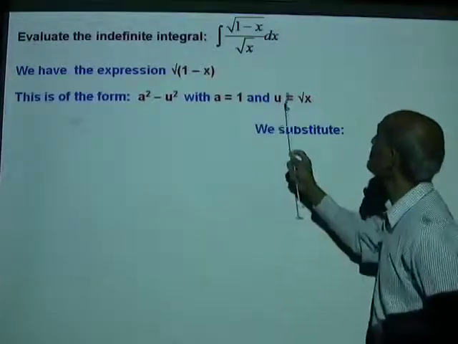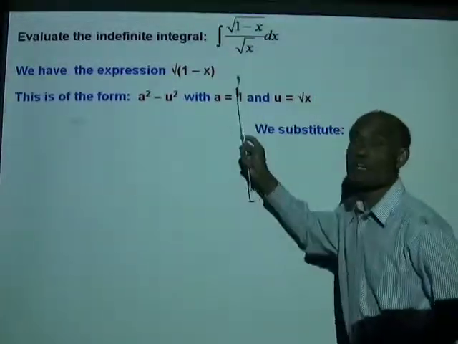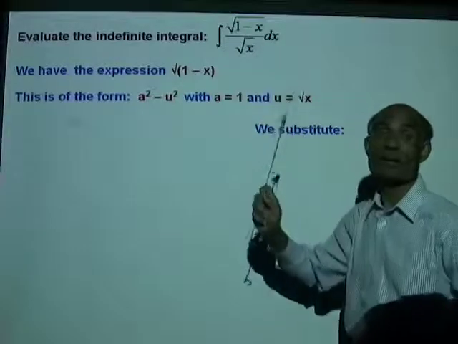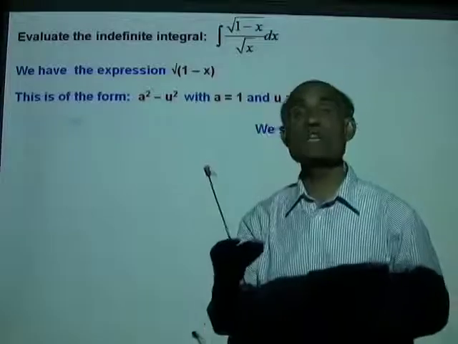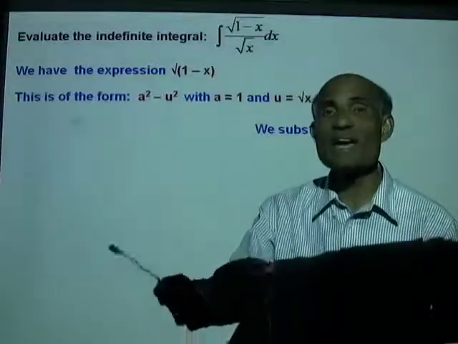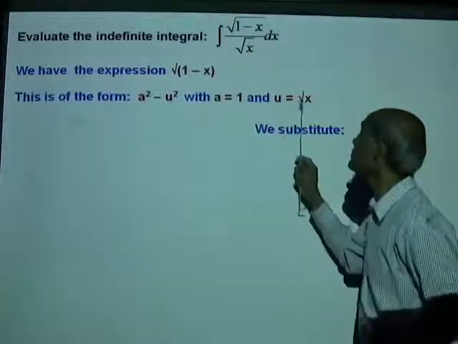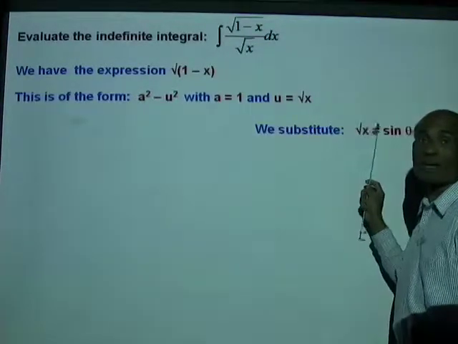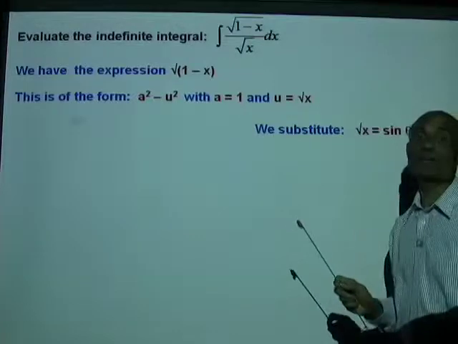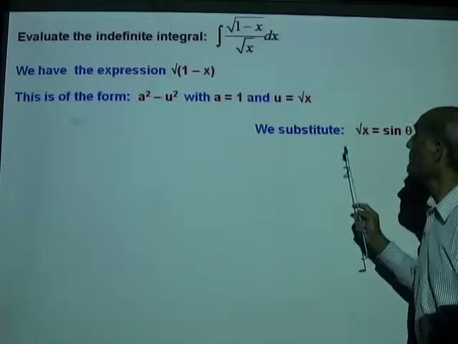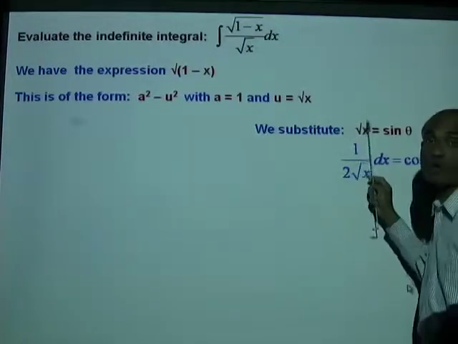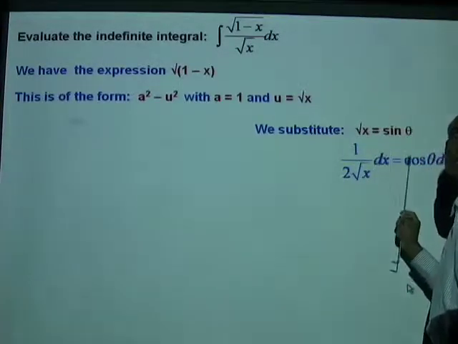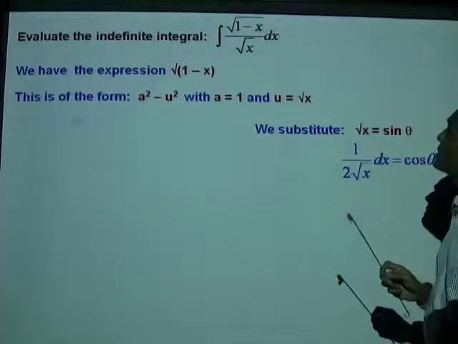Well, so we substitute what? This is of the form a squared minus u squared. Our substitution must be u equal to a sine theta. Our u is square root of x. So we substitute square root x equal to sine theta. Alright. What is the differential of square root x? 1 over 2 square root x dx equal to cos theta d theta.